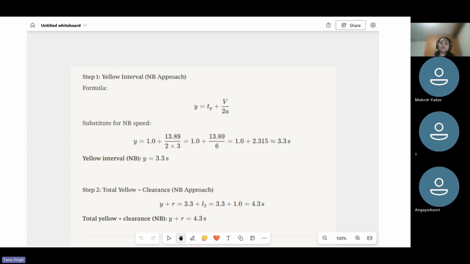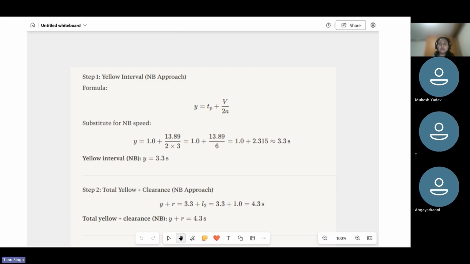And then we have to calculate the total yellow plus clearance for northbound approach. So here Y plus R is equal to 3.3 plus L2, which was given as 1. Adding that with the yellow, we get the total yellow plus clearance for northbound as 4.3 seconds.